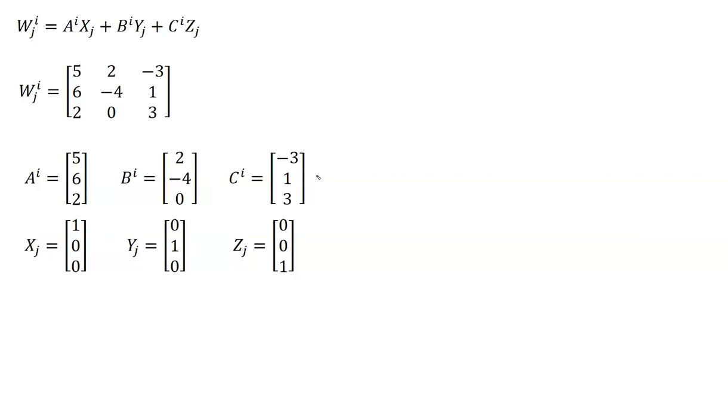Let's calculate the value of component W11. According to our formula here, that's equal to A1 x1 plus B1 y1 plus C1 z1. Well, A1 is 5, x1 is 1, so this term is 5. B1 is 2, y1 is 0, this term is 0. C1 is negative 3, z1 is 0, this term is 0. Add them together, we get 5, and that's the value of W11.